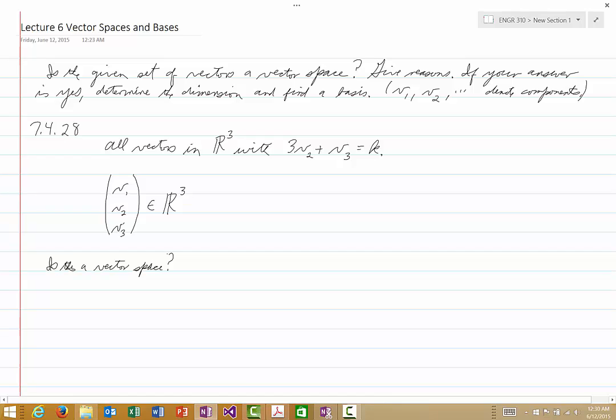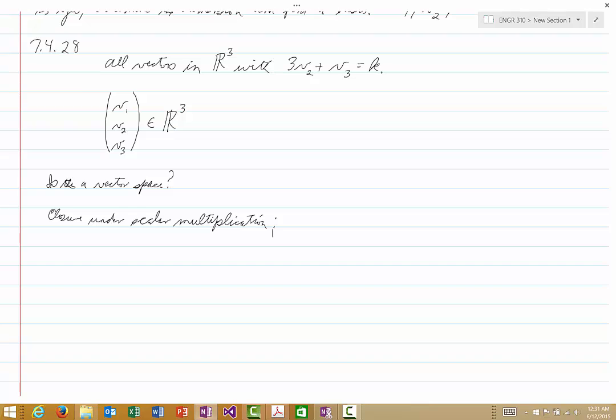Two of the easiest things to check, if you have a set of vectors and you want to determine whether or not they are a vector space, are what's called closure under scalar multiplication and closure under vector addition. Now, what does this mean? Closure under scalar multiplication. Let's back up. What does it mean to say that this set of vectors is closed under scalar multiplication?